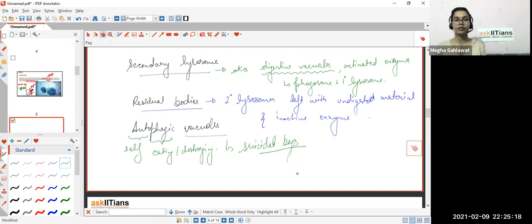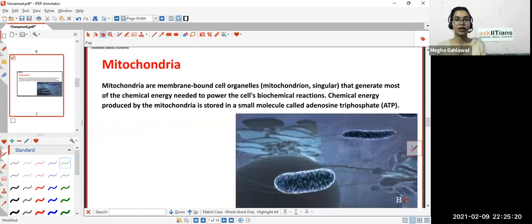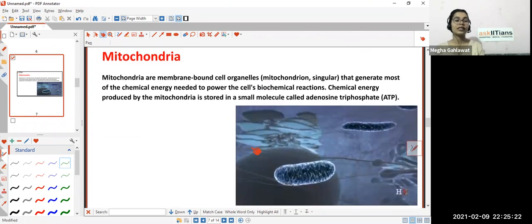Okay. Next is the mitochondria. Mitochondria is the semi-autonomous organelle, which I did tell you about in the beginning of this session. So mitochondria are membrane-bound organelles, but one thing that you need to mention right here is that these are double membrane-bound organelles. Okay, how? I'll tell you, just like the nucleus. These are double membrane-bound organelles, and these are the powerhouse of the cell.